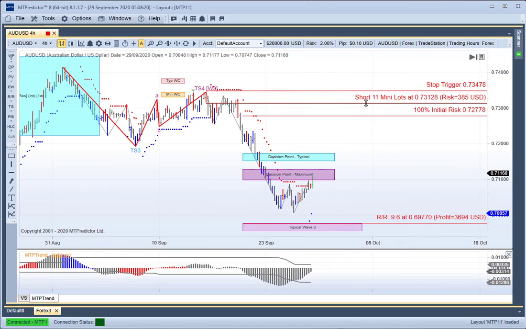Remember again, our position sizing takes care of our number of lots in this case to keep our initial risk small and under control. And because this is a W3 or Wave 3 trade setup, the target we're looking for is the typical Wave 3 WPT, because we are assuming that this is now a Wave 3. We like these trade setups in MTPredictor because the Wave 3 is normally the strongest and longest in a completed 5-wave sequence, therefore representing normally the largest profit potential in relation to the smallest initial risk.